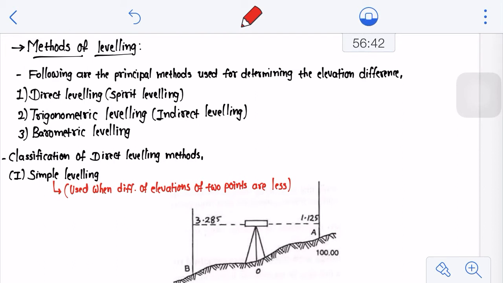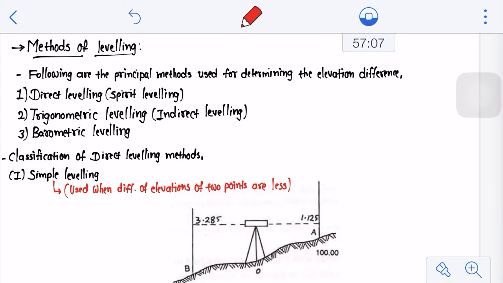So in this method, spirit leveling, a spirit level and a sighting device, which is nothing but a telescope, are combined, and vertical distances are measured by observing on graduated rods, which are known as staffs, on the points. So the method is also known as direct leveling, and it is the most precise method of determining elevations and the one most commonly used by engineers, right?